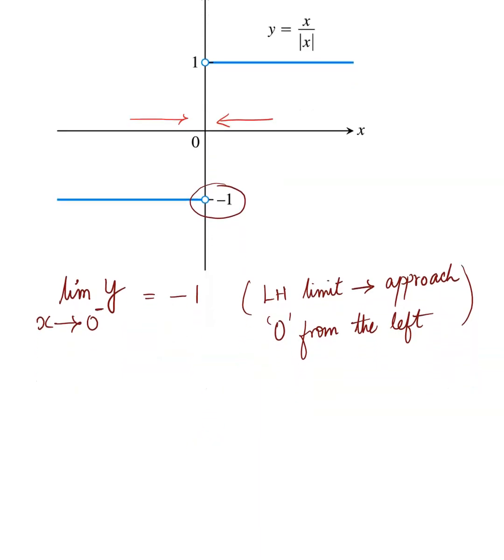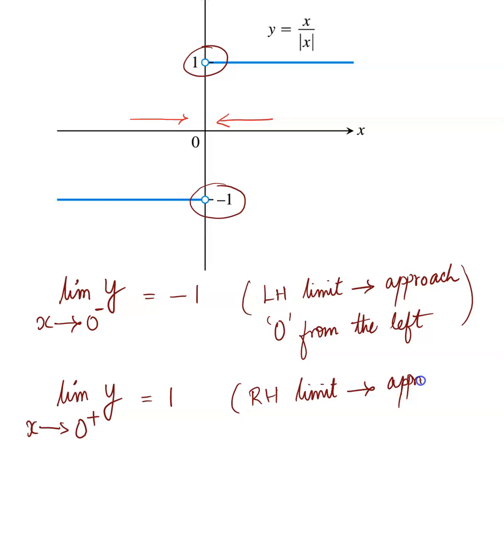And this would be limit y as x approaches 0 from the right, which will be a positive 1. That's on the top. And this is a right-hand limit, which is when we approach 0 from the right.